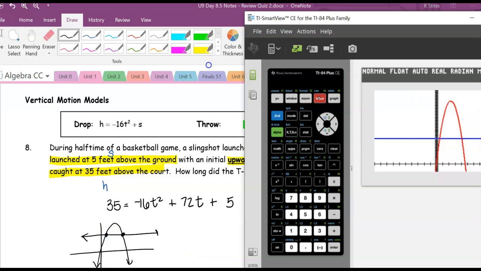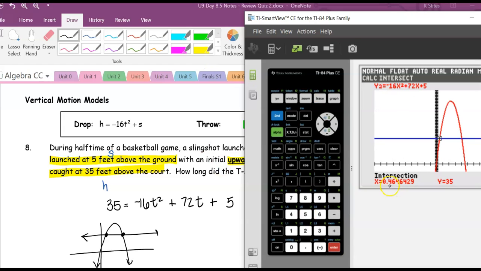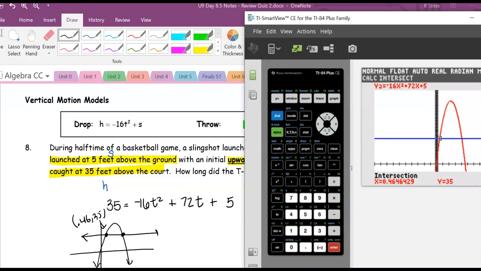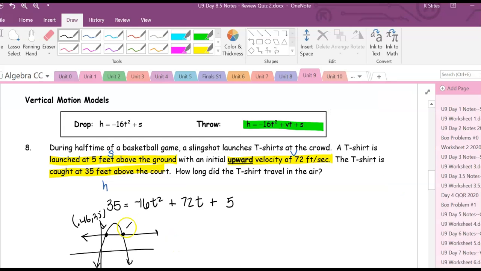We're going to find both of them. Again, your teacher may only want you to find one of them, but I'm just going to find both. So first one is 0.46, comma 35. And then we'll do second trace 5 again. Make sure you move your cursor over, otherwise you're going to get that first intersection point a second time. 4.04, watch your rounding there.